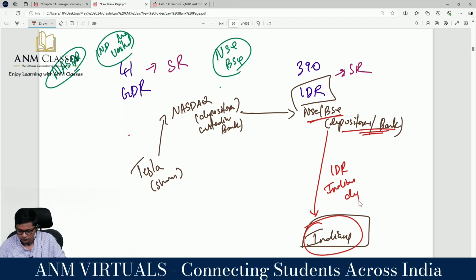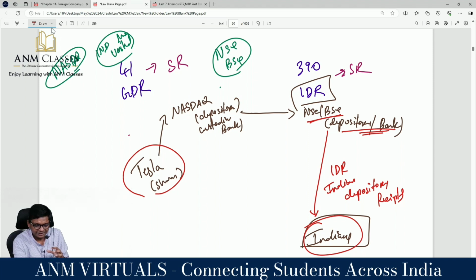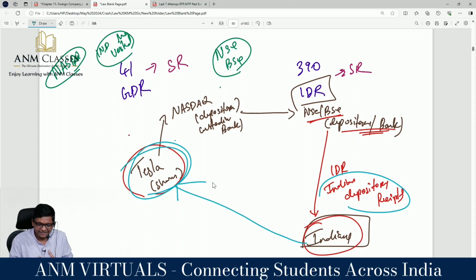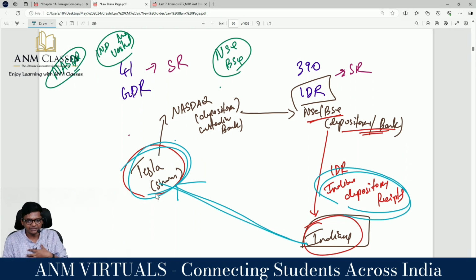Indian Depository Receipts. If you buy IDR, it is not equivalent to buying Tesla shares, but it is backed by them. IDR's value goes up and down based on the movement of Tesla shares. So I don't have to directly buy Tesla shares. I will buy IDRs issued in India. It is equal to buying Tesla shares. Are you getting it, guys? This is for a foreign company to raise money from India.